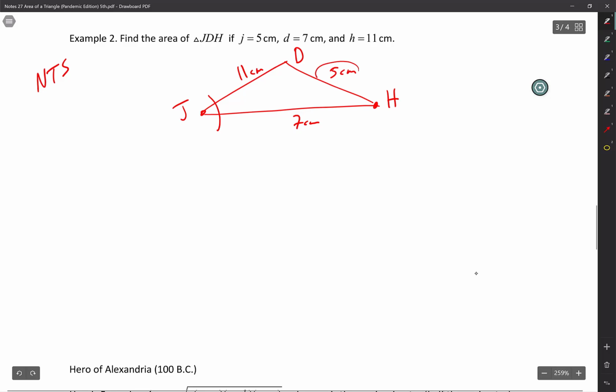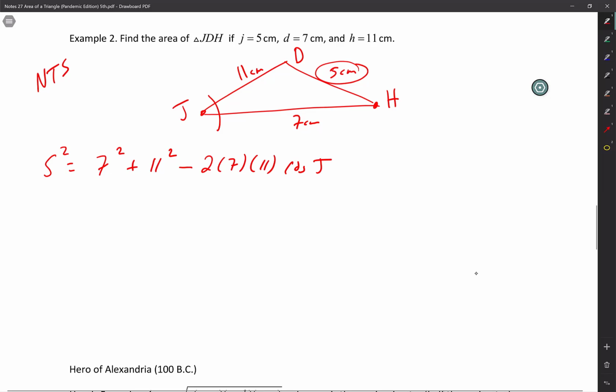If I'm going to find angle J, this side is the one that's going to go on the outside. So I'm going to write 5 squared equals 7 squared plus 11 squared. Law of cosines is very similar to Pythagorean theorem, except you have an extra term: minus 2 times 7 times 11 cosine of J. I think I can do most of these without a calculator. 5 squared is 25, 7 squared is 49, 11 squared is 121. 2 times 7 is 14, and then 14 times 11, is it like 150 something? Someone do that for me, guys. 2 times 7 times 11.